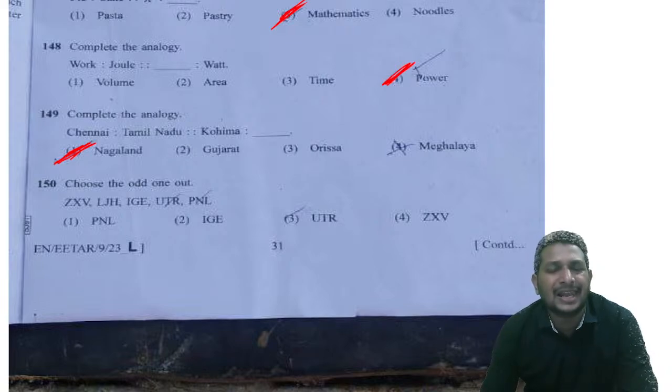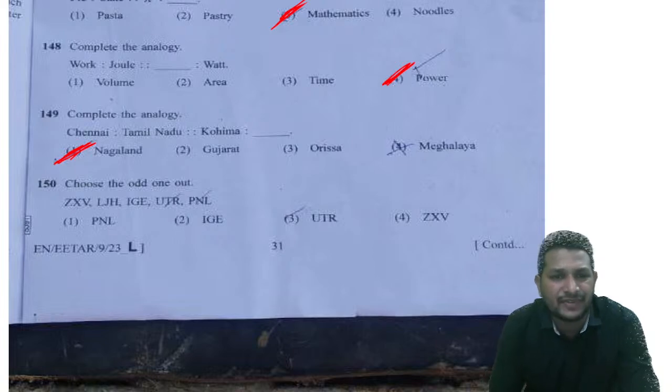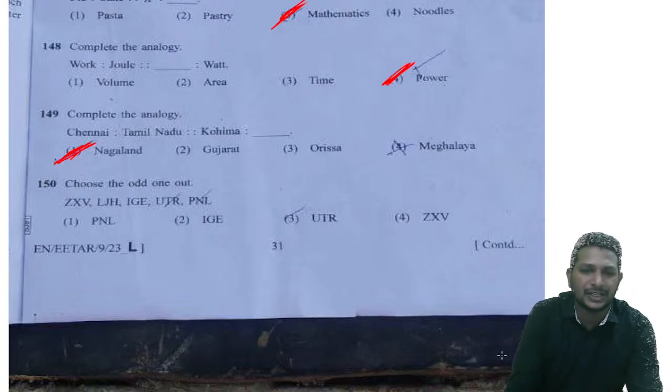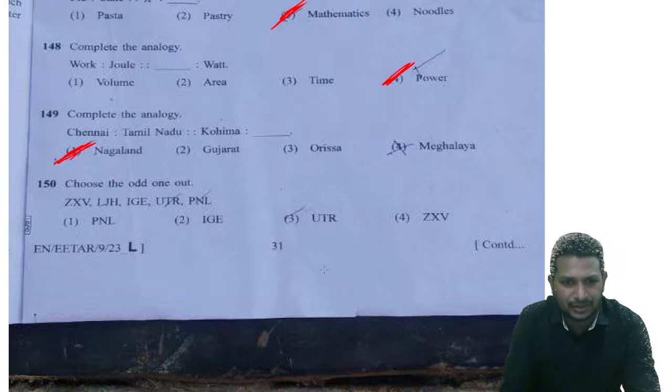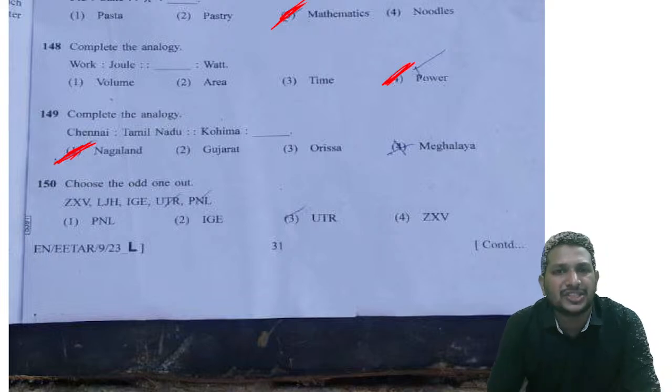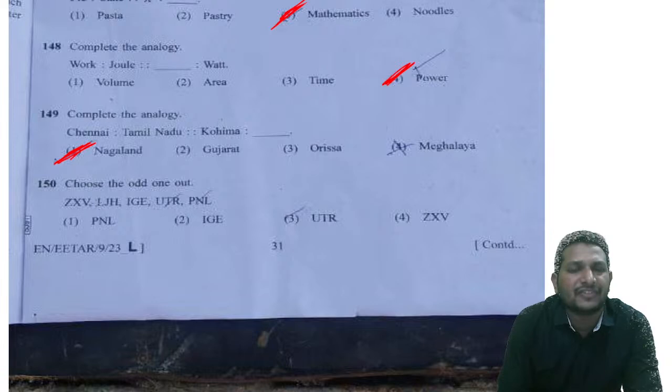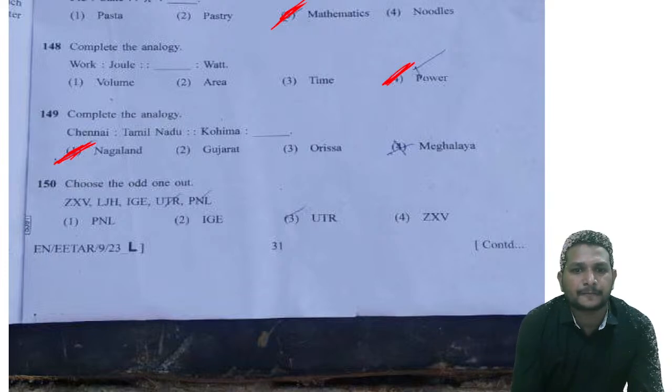Now coming to the last question, question number 150. ZXV. If you look at the alphabets, each letter is being skipped by 2 positions, I guess, right? Let's see that in detail. Take the first option, ZXV. If you take it in reverse order, V, after W, after X. I'll write it on the board so that you understand it clearly.